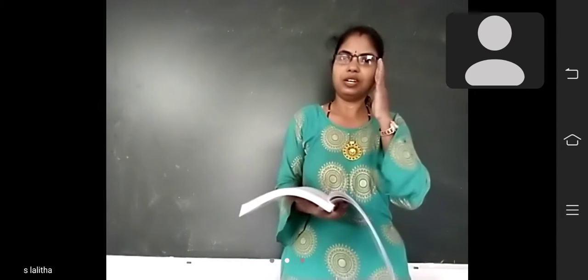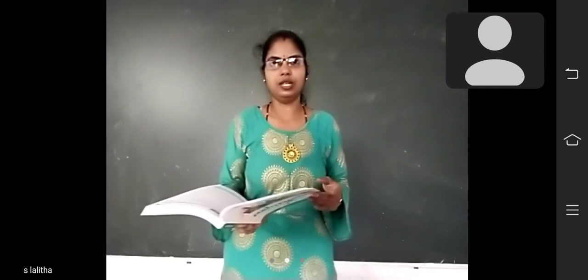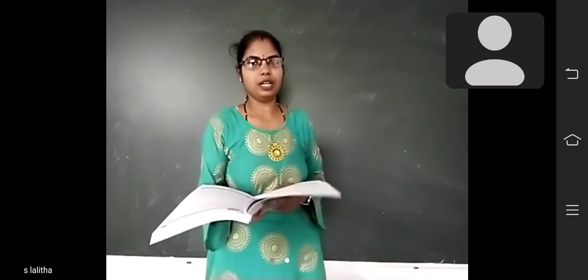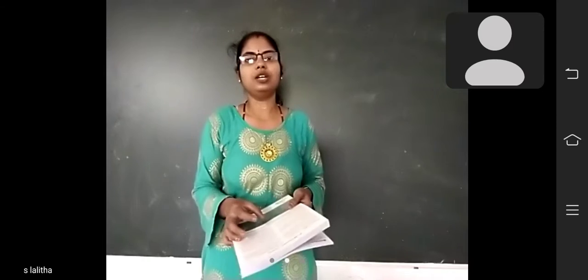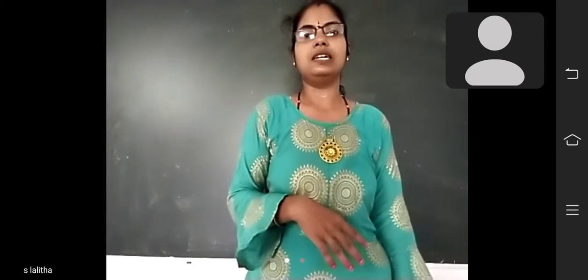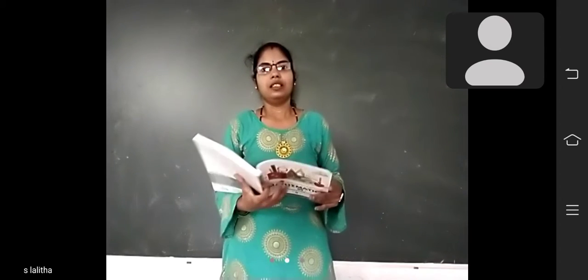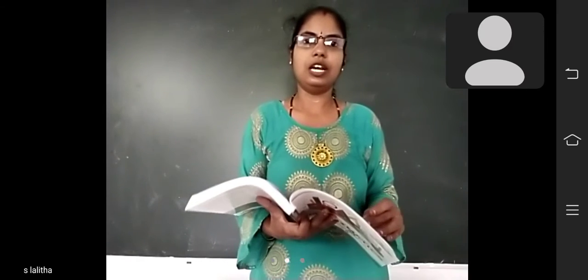Rationalization of surds. What is called a rationalizing factor, children? We already learned it in the first chapter. If the product of two surds is a rational number, then each surd is called a rationalizing factor of the other. You have to take any two surds; if you multiply them and get a rational number, that is called a rationalizing factor. Both are rationalizing factors of each other. See the examples.